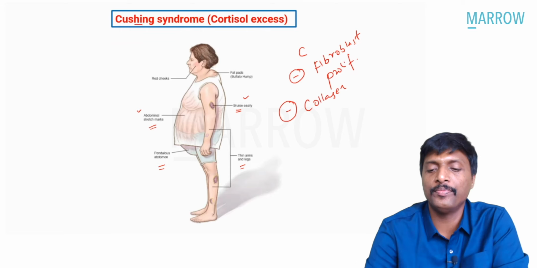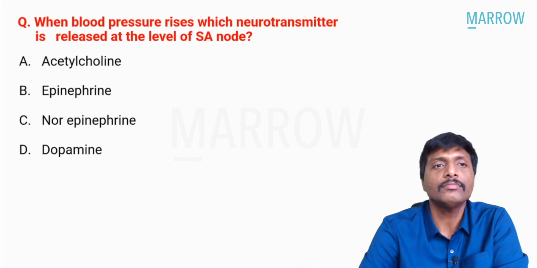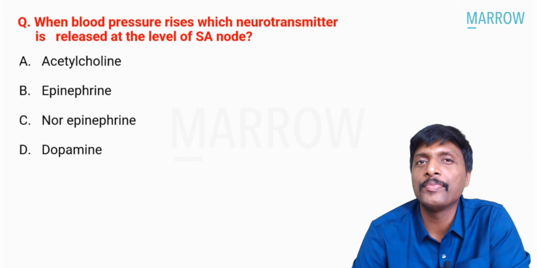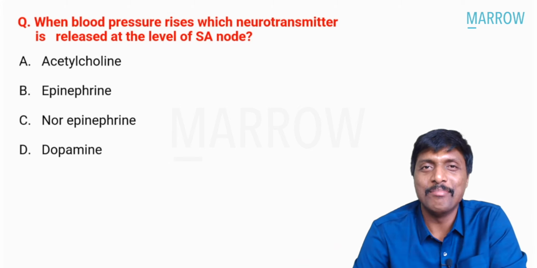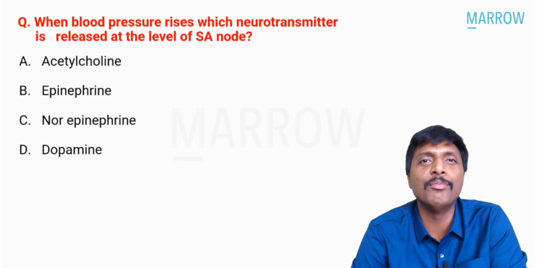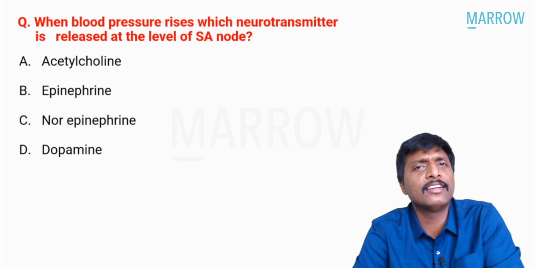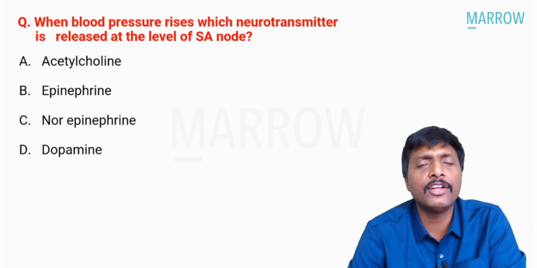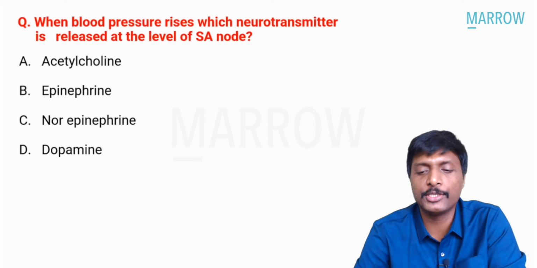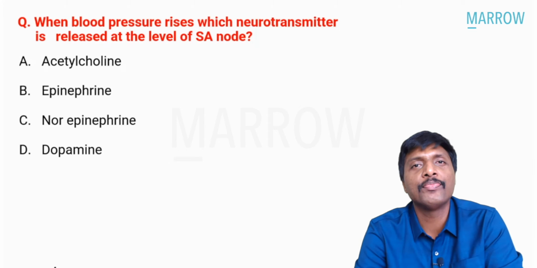Important concept. Next question. When blood pressure rises, which neurotransmitter is released at the level of SA node? Another one: baroreceptors, baroreflex are our very good friends. Definitely it will give you marks. You can answer clearly. So, what is the effect of baroreflex? Blood pressure will decrease, heart rate will decrease because of acetylcholine. A very familiar sequence, guys.